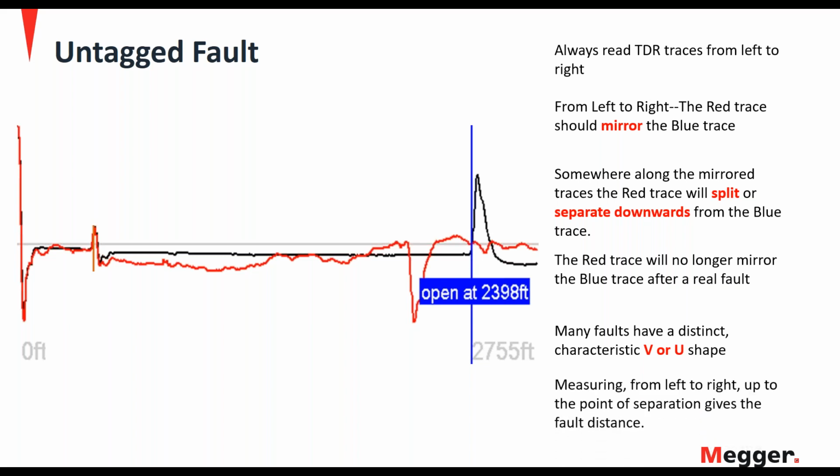And because the automatic software didn't put a distance flag on that, I would simply do a simple adjustment. I would put a distance flag right there at that separation spot, on the left-hand side of that V shape, and the software would automatically give me the distance to that fault.